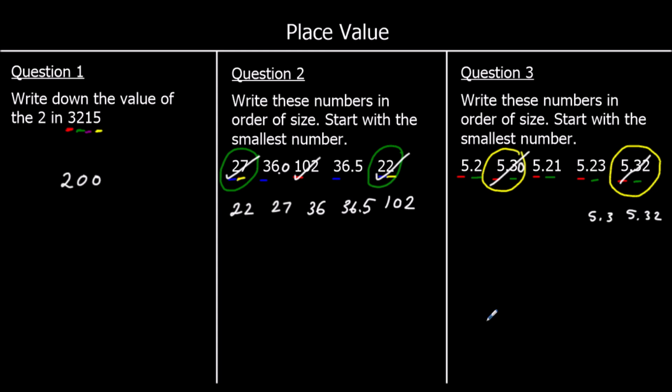Then let's compare what's left. So we've got 5.2, 5.21 and 5.23. They've all got 5.2, so we're comparing the hundredths. So 5.2's got nothing there. So we've got a 0, a 1 and a 3. So the smallest one is the 0. So 5.2 is the smallest number. 1 is less than 3. So 5.21's next. Then 5.23.